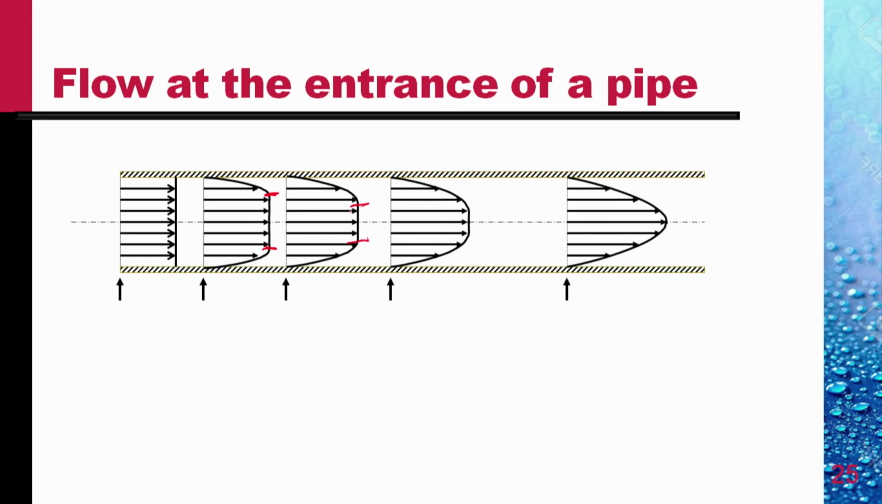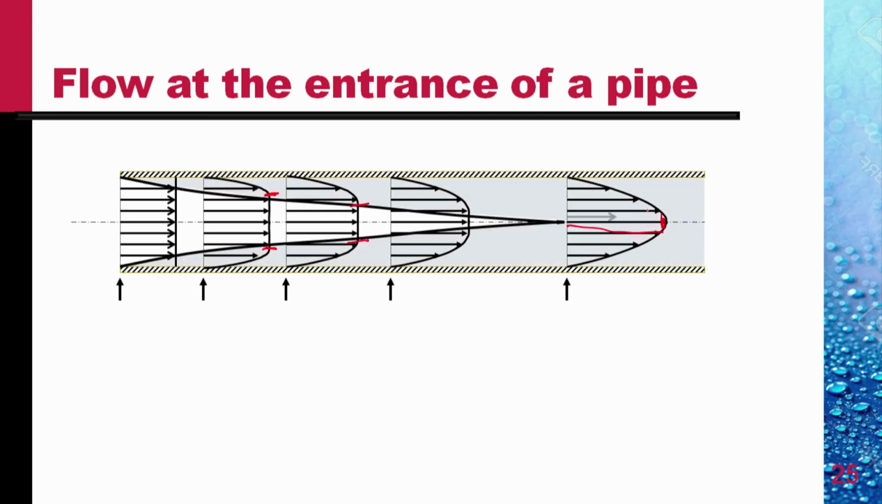Notice one thing: the velocity at the center, which is maximum, is increasing as you go from left to right. Why? Because the same amount of fluid must be flowing across each section. And since in the later sections more of the fluid is slowed down, the fluid at the center must have speeded up.